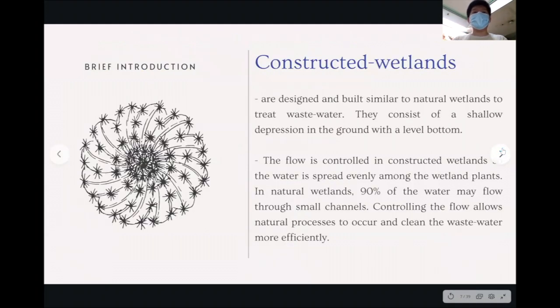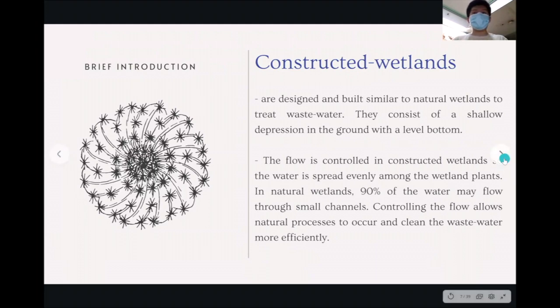So, thirdly, one of the important biological treatments will be the constructed wetlands. So what are constructed wetlands? These are designed and built similar to natural wetlands to treat wastewater. So they consist of a shallow depression in the ground with a level bottom. The flow is controlled in constructed wetlands, so the water is spread evenly among the wetland plants. In natural wetlands, 90% of the water may flow through small canals. Controlling the flow allows natural processes to occur and clean wastewater more efficiently.